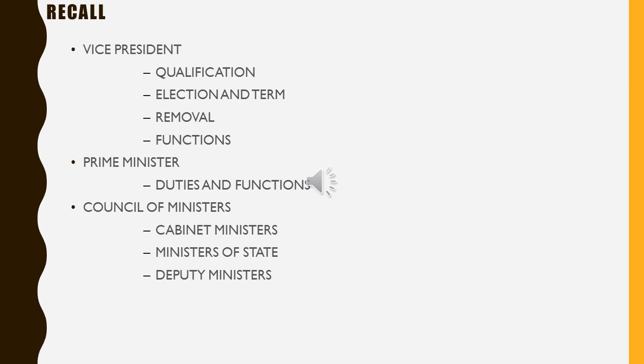Then removal of the Vice President. How is he removed? We have discussed it. Then the functions of the Vice President. He is the ex officio chairman of Rajya Sabha, and he presides over the meetings of Rajya Sabha. Then, if the President is unable to perform his duties, the Vice President will act as President for a maximum period of 6 months. We have discussed these things.